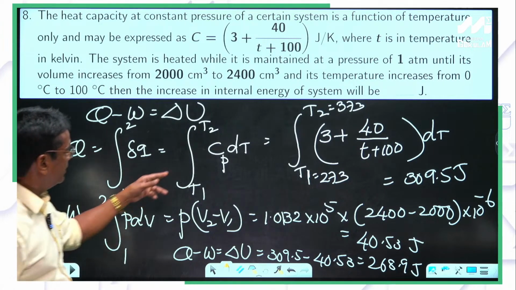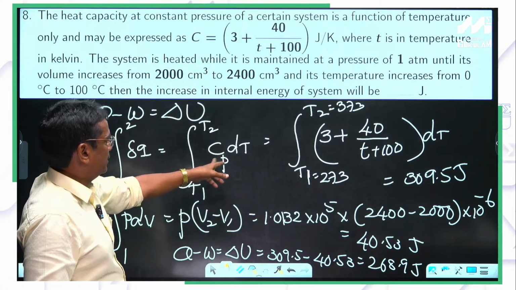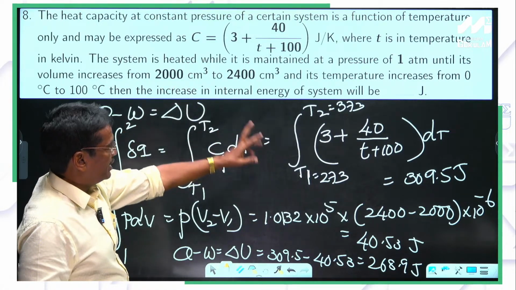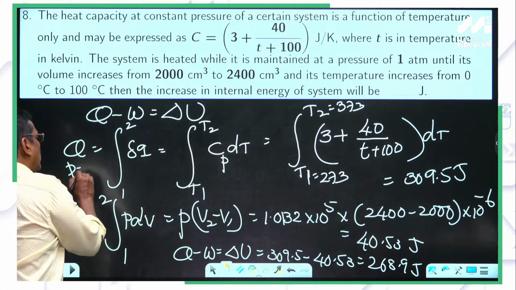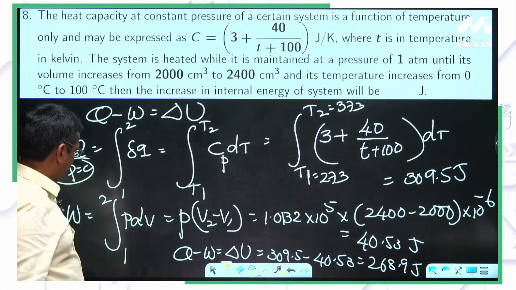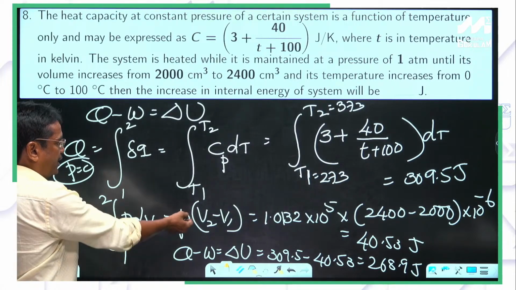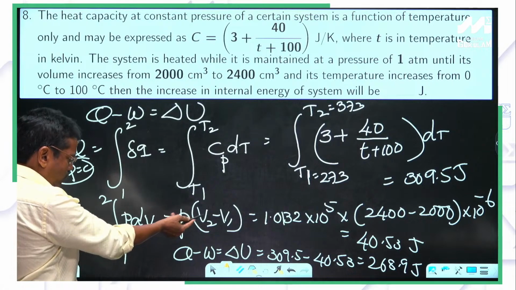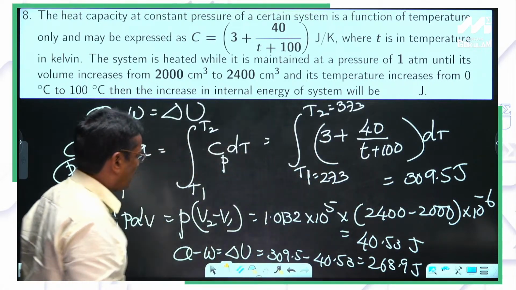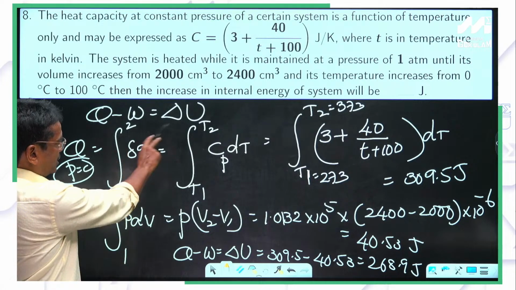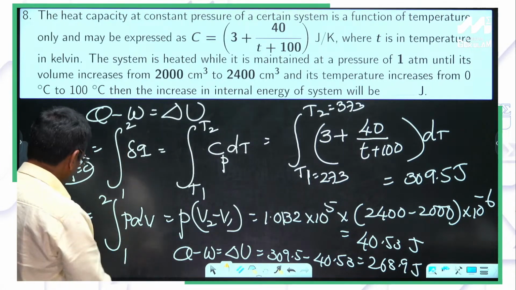Cp into delta T. Cp is given as a function of temperature, but temperatures must be kept in Kelvin. That specific heat Cp is substituted between the limits 273 and 373. It is a constant pressure heating. Therefore, it is Cp into dT. Work done is, because it is a constant pressure process, P taken out, P into V2 minus V1, and volumes are given in centimeter cube. I have converted into meter cube, right? And then I have used the first law of thermodynamics, Q minus W is equal to delta U. I got the change of internal energy.